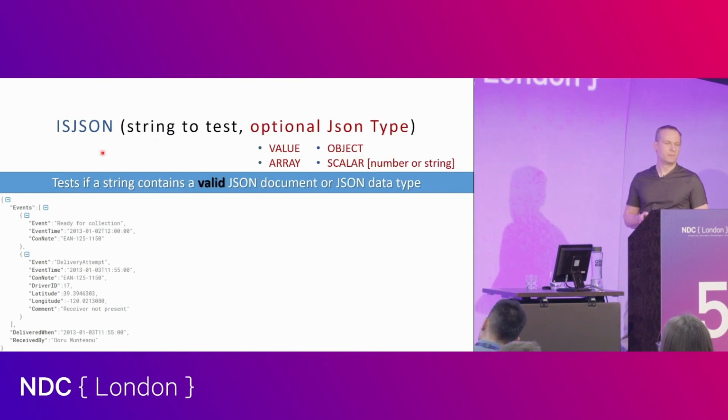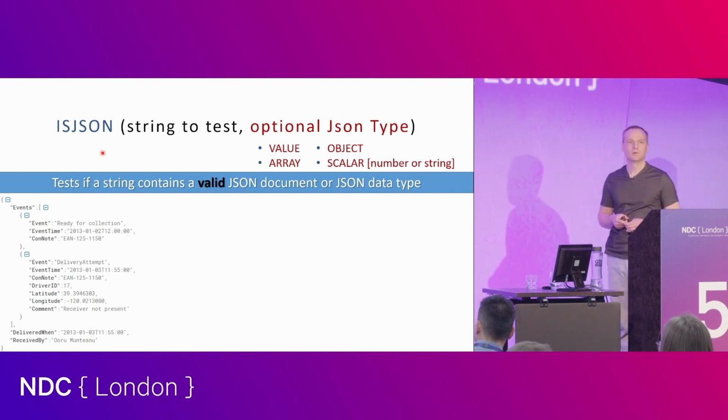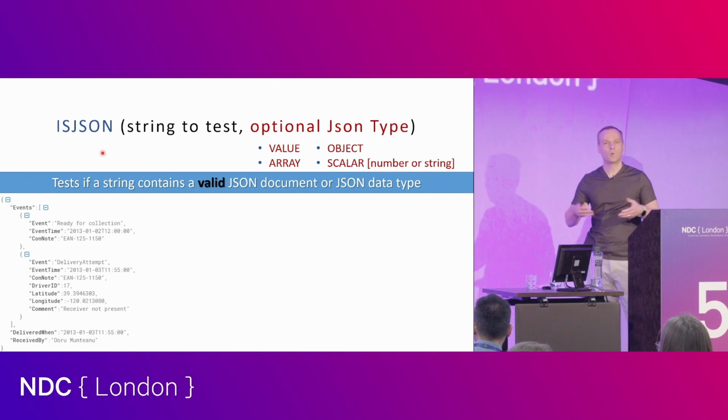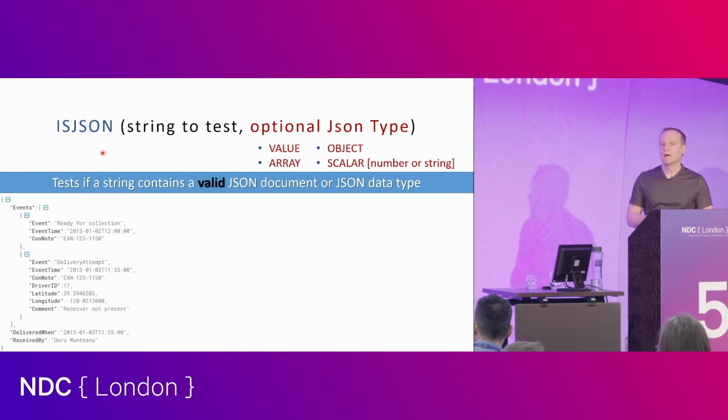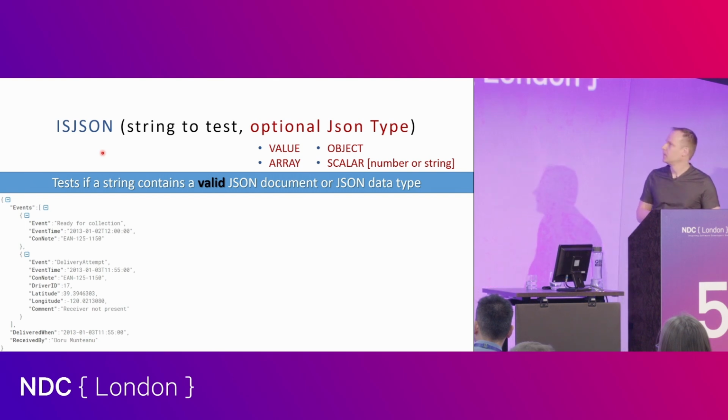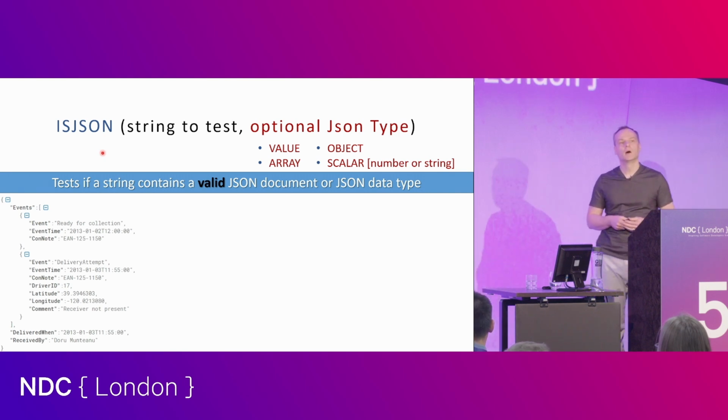Next one, probably the most popular one, is ISJSON. As you might guess, it just returns true or false. Since there's no JSON data type in SQL Server, in some cases you might want to check in your WHERE clause before you pull the data if this is JSON or not. In 2022, we actually have an optional JSON type parameter introduced. If you have 2016, 17, 19, you don't have that option. So in here, rather than checking if it is a valid JSON document, you can check if it's a value, an array, an object, or a scalar, if you'd like to.